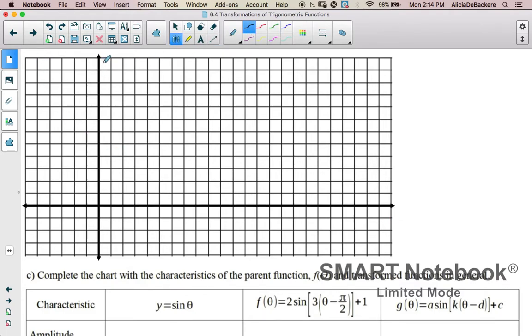I'm going to add my scale now. I'm going to label my axes. Notice I've got arrows on the end of my axes. I'm labeling x and y. Oops, I mean theta and y.